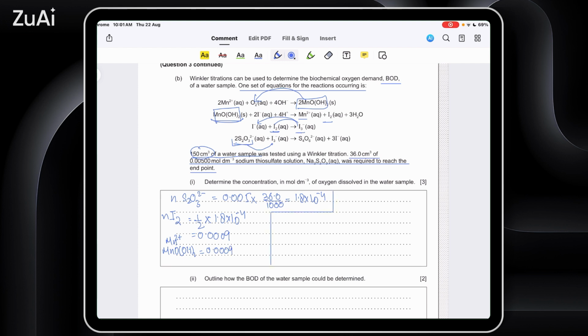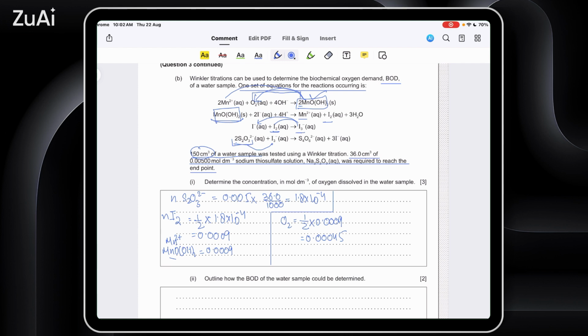Now from MnO and oxygen, the ratio is 2:1. What does that mean? Again we have to halve. For the oxygen moles, we already have the moles, so 2:1. Since the ratio is 2:1, half the moles of Mn(OH)2, we get the oxygen moles: 0.00009 times half. So it should be 0.00045.